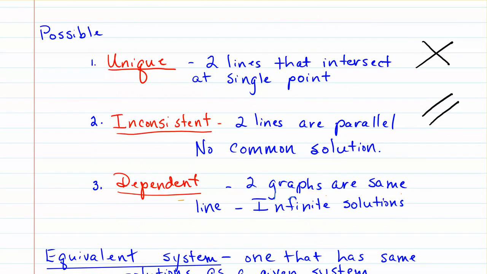Or you have dependent, which is two graphs that are actually the same line. And so you have one, and overlaying that, you have the same line. So you have an infinite number of solutions that would work.